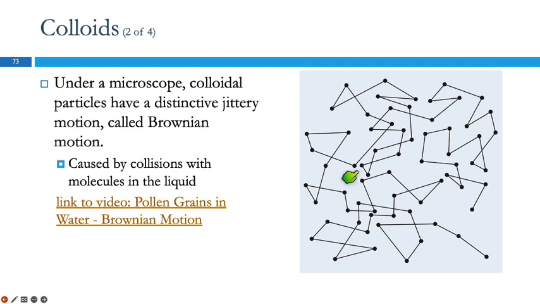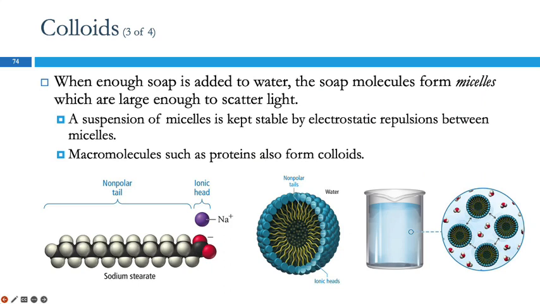So you can see the colloidal particles under a microscope, and we see that they're just kind of jiggling and gradually moving around because the water molecules have kinetic energy and they are moving around in the liquid water. So that's called Brownian motion after the guy who discovered it. If you have enough soap added to water, the soap molecules are going to form micelles, which are large enough to scatter light. And so basically then you have a colloid.